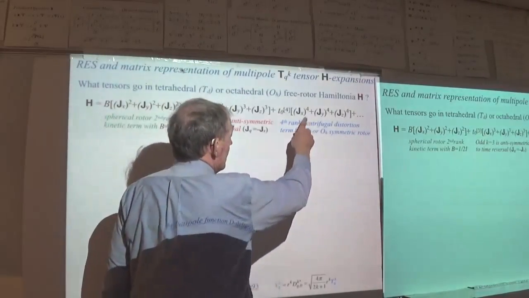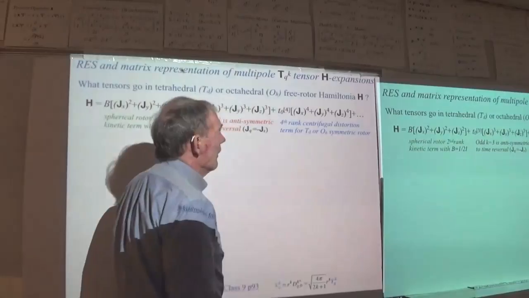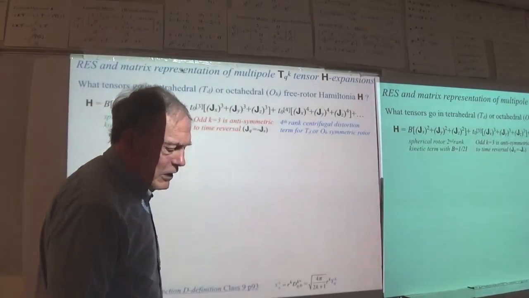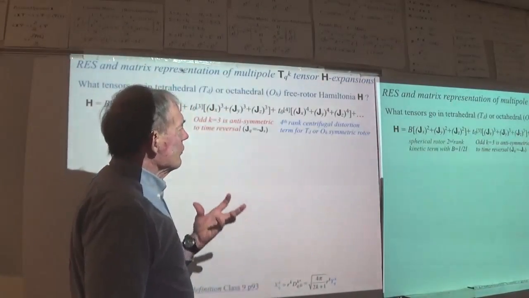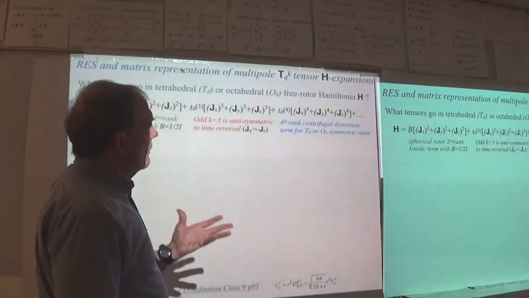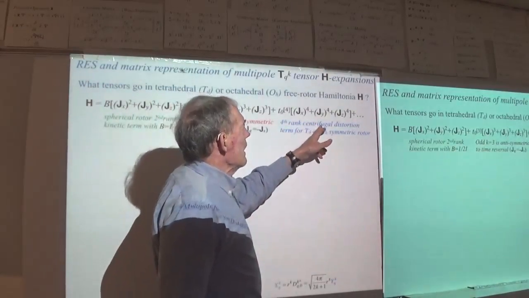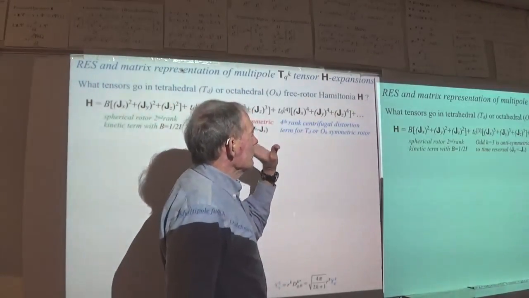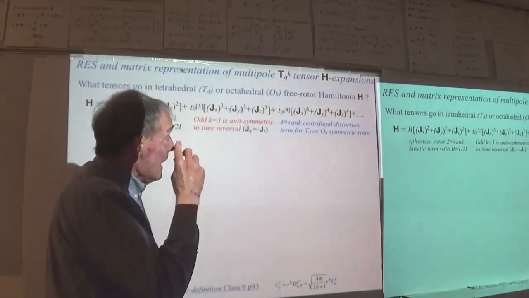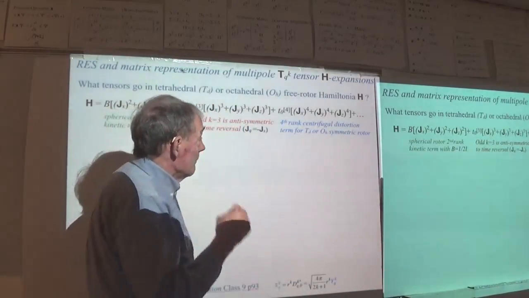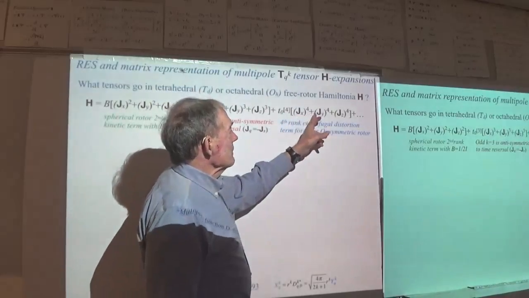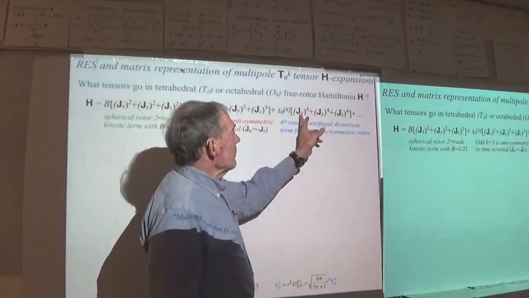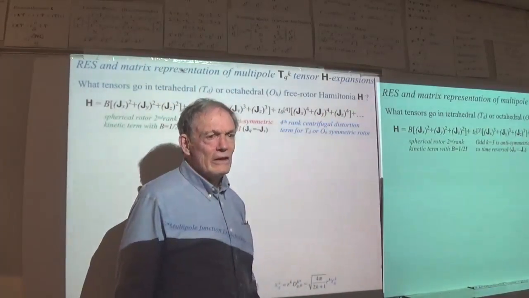This is the first, shall we say, distortion tensor operator. This is something that's modeling centrifugal distortion, and we'll explain just qualitatively how it does that. But this is certainly something that has octahedral symmetry. X, Y, and Z are all equivalent.